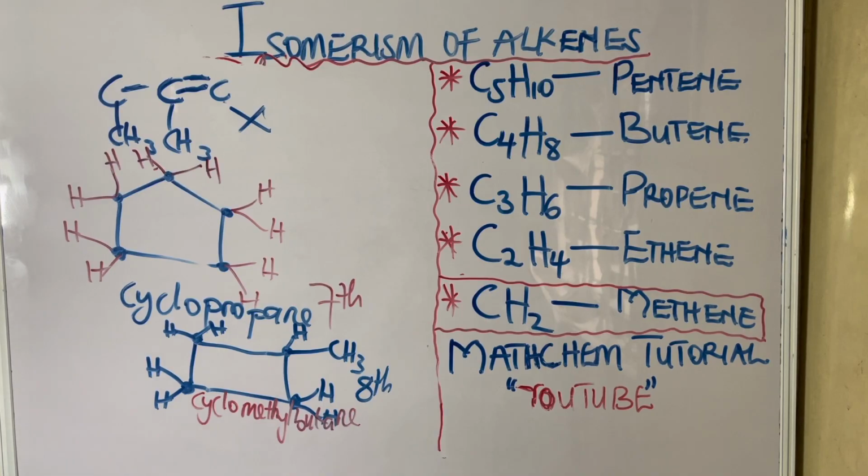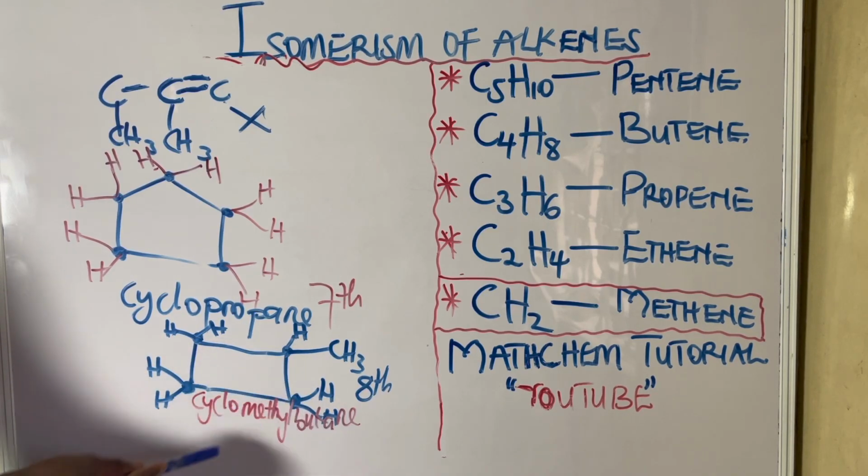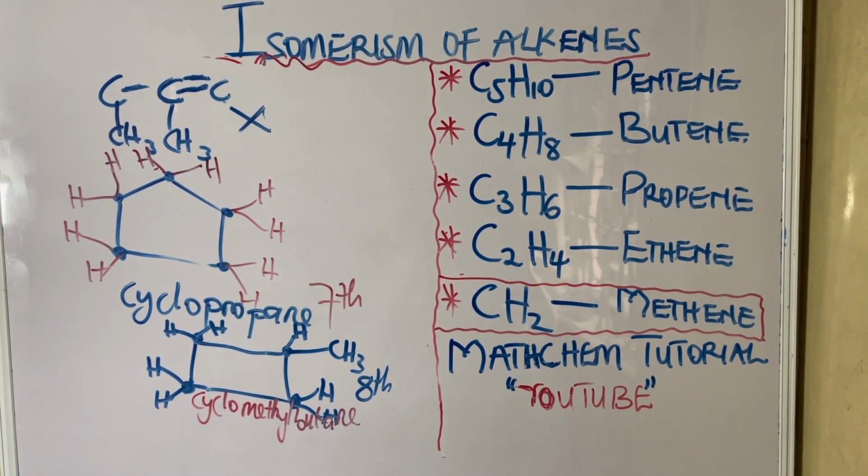Remember that this cannot have cis and trans, because looking at this compound here, there's nothing like a double bond here, so no cis, no trans. In this methylcyclobutane, no cis, no trans. So that's the 8th isomer.